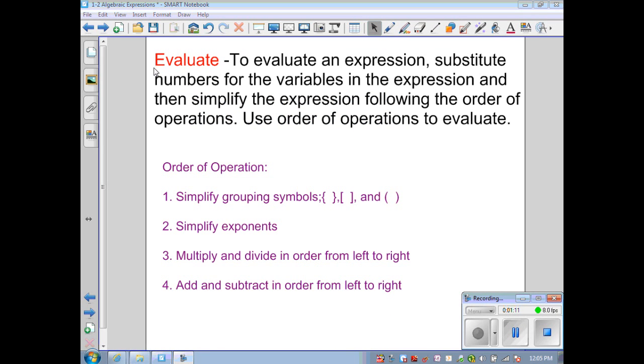What we want to do is to evaluate an expression. To evaluate an expression, we substitute numbers in for the variables and then simplify the expression following the order of operations. Step 1, we simplify grouping symbols: brackets, braces, and parentheses. We evaluate what's inside of them until we get one number, constant, or term inside. Step 2, we simplify exponents. Step 3, we multiply and divide in order from left to right. And step 4, we add and subtract in order from left to right.